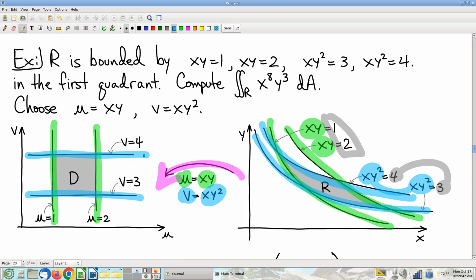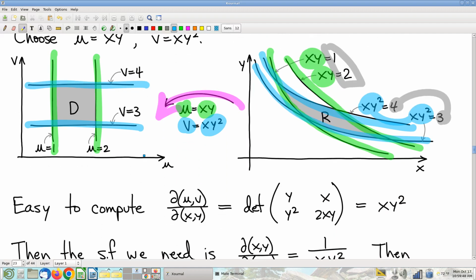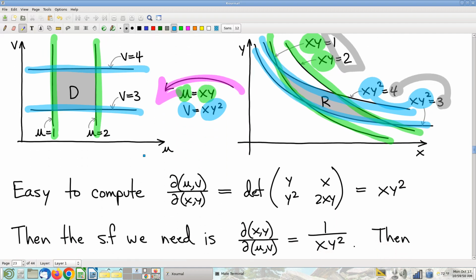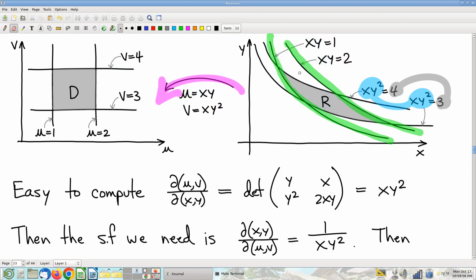Okay, so that's the neat trick. Now everything kind of works out. A couple of detail devils to worry about. But let's compute our stretching factor. Let me erase my mess here. There we go.